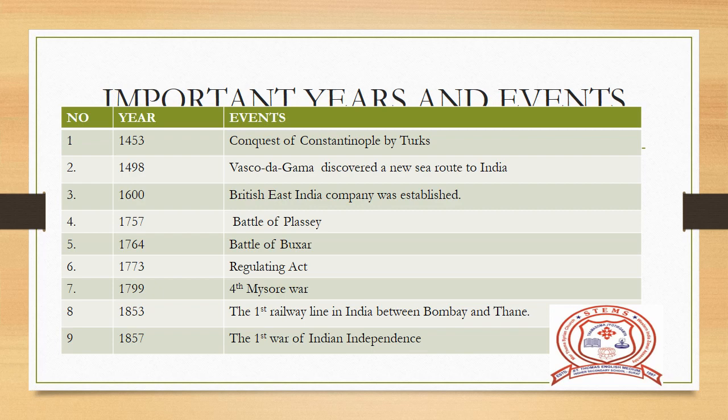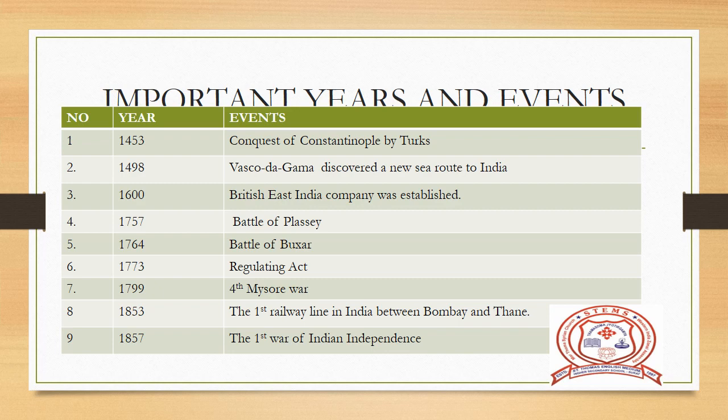In 1799, the Fourth Mysore War took place between the British and Tipu Sultan. In 1853, the first railway line in India was laid between Bombay and Thane. In 1857, the first war of Indian independence was fought, and this first war of Indian independence was known as the Revolt of 1857. These are the important years in this chapter.